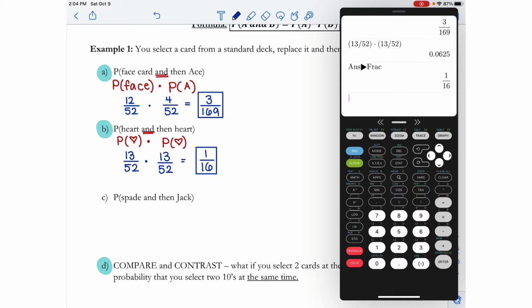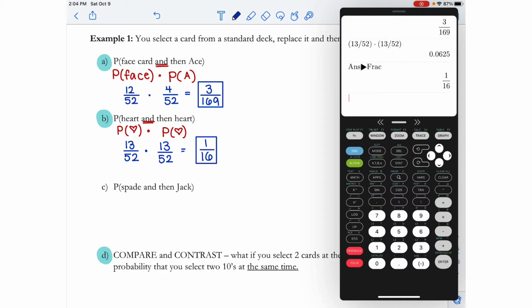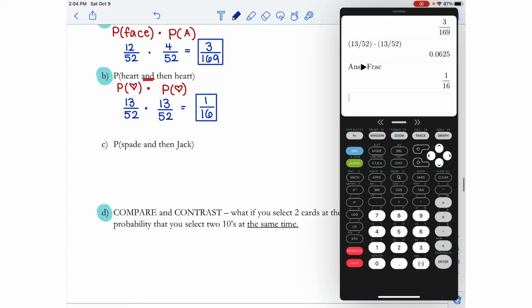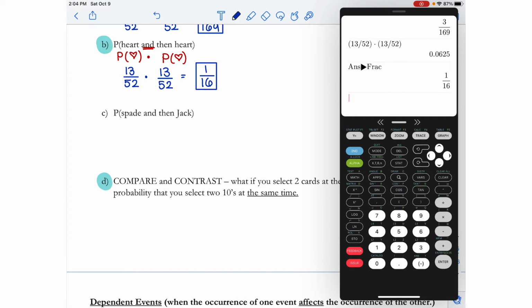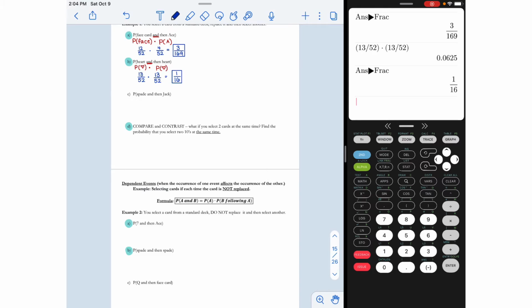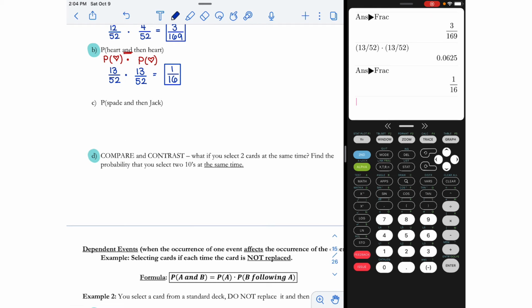All right, I'm going to skip example C. You can take a look at my answer key for that, just to keep this video in a timely manner. But then this one's a little bit harder. It says compare and contrast. What if you're selecting two cards at the same time? That's different. If I'm selecting two cards at the same time, it says find the probability that you're going to select two 10s at the same time.